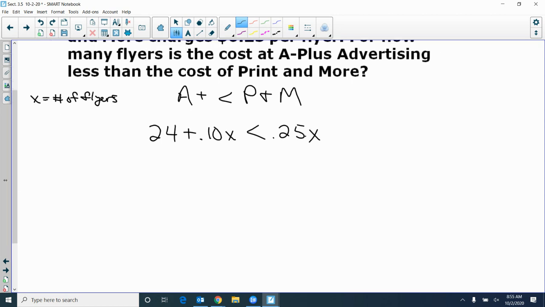Now that's the first key step. Second key step is solving it. So what would I do to solve that? Okay, Christian? Minus 0.10x on each side. Good. This is really your only step that you want to do. Subtract 0.10x. All right, tell me, Preston, tell me what to write from left to right.